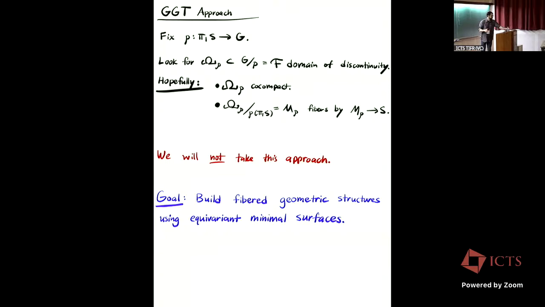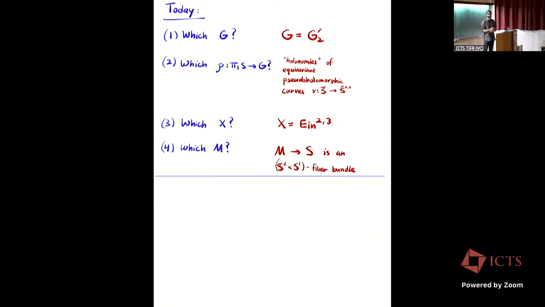So now that we have some sort of context for what we're after, I'll tell you the answer to the four questions I stated earlier in the main theorem. So these are the coarse details of the construction. Which Lie group G? Well, today we'll consider this Lie group G2 prime, the split real form of exceptional Lie group G2, which I'll tell you about in the next section.